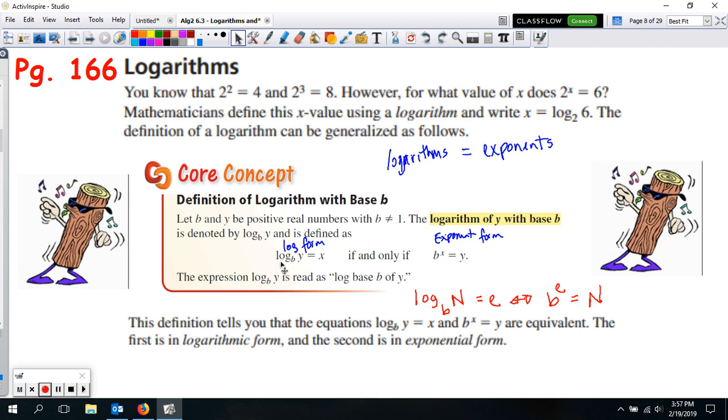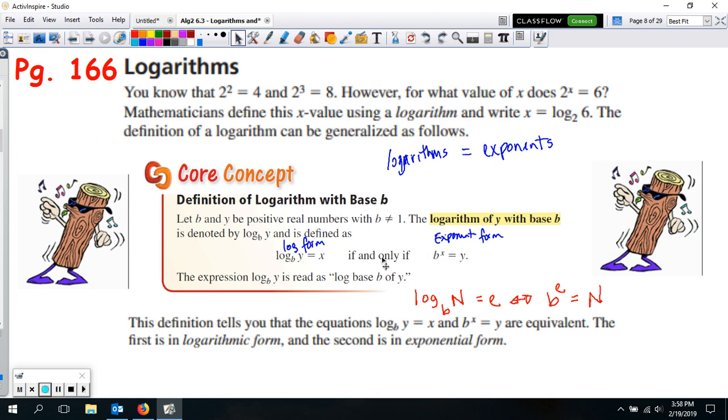We can always change a logarithm into an exponential form, because logarithms always equal exponents. You want to write that next to the core concept: logarithms equal exponents, and highlight or circle that. So here's another thing. This definition tells you that the equations log base b of y is equal to x, and b to the x equals y, are equivalent. They are equal to each other.